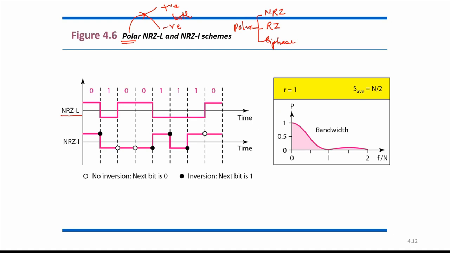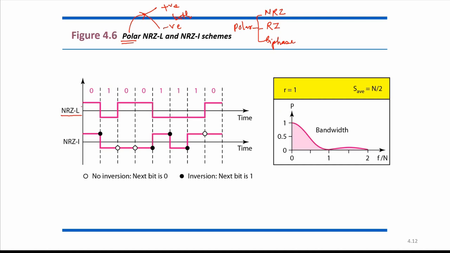NRZ means non-returning to 0. It does not return to 0. If a bit is represented by a high value, it will stay high only, and if it is represented by a negative value, it will stay negative only, constant. There will be no transition in between the signal, and that's why it is NRZ. It is polar in the sense that it has both positive and negative parts, and either can represent 0 or 1.